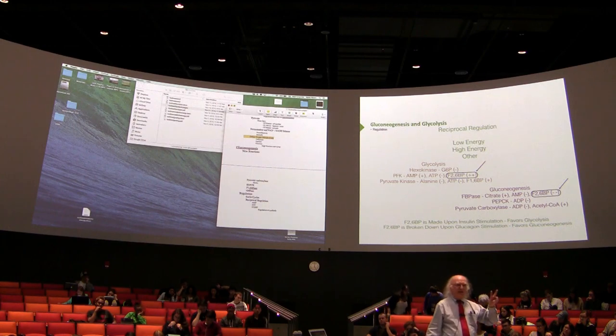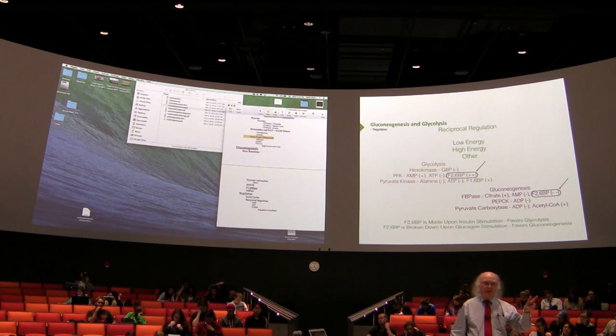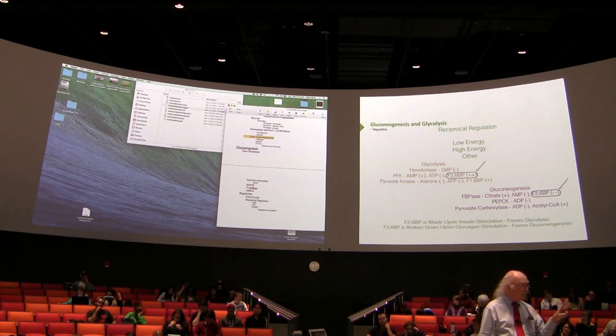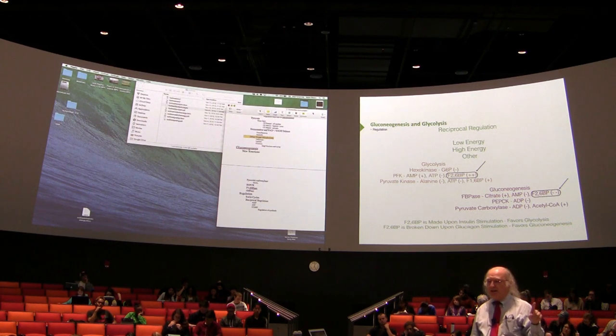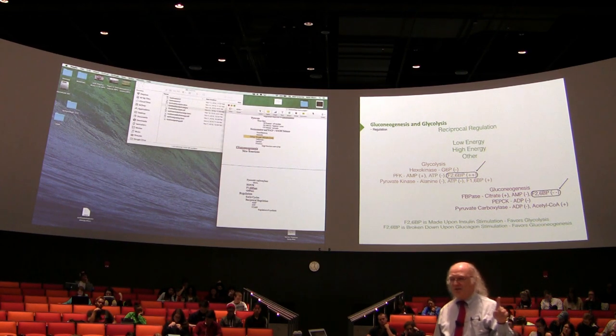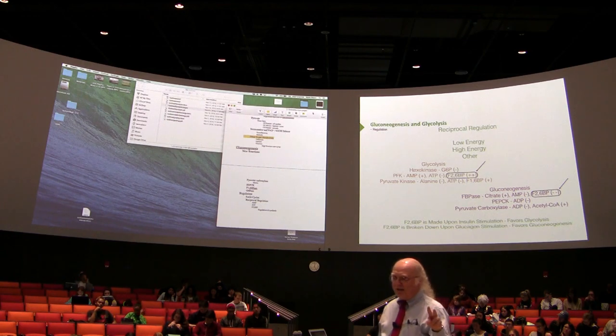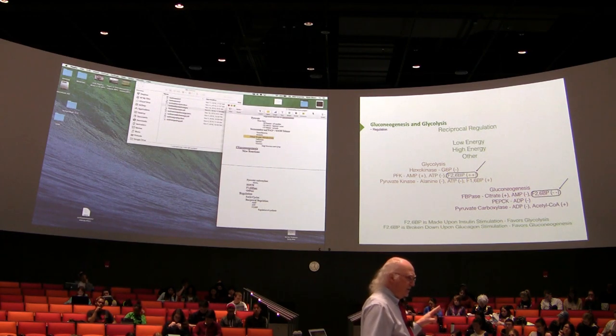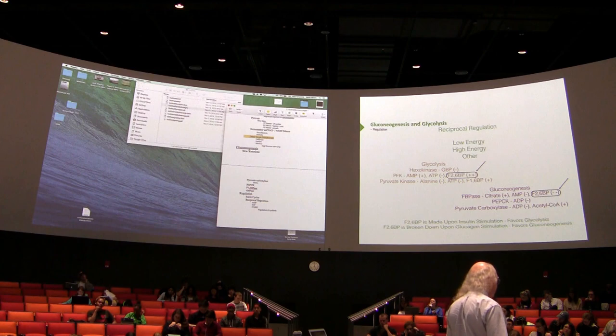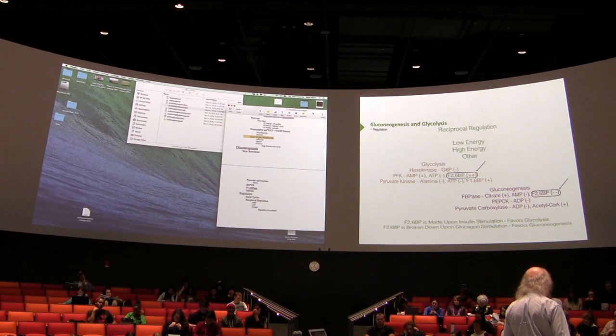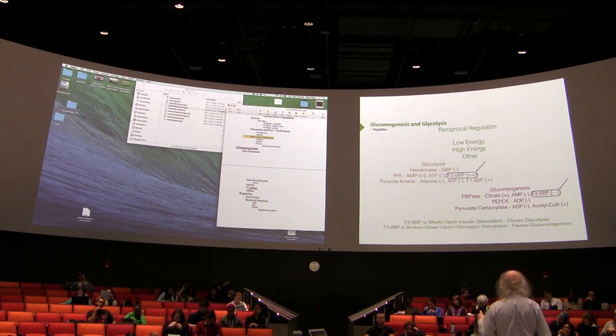So cells do two things when they get that glucose. And insulin causes both of them to happen. One is it's going to break it down, which reduces the concentration of glucose. The second thing that they're going to do is they're going to put it into glycogen. They're going to synthesize glycogen. Both of those have the effect of reducing glucose concentration.